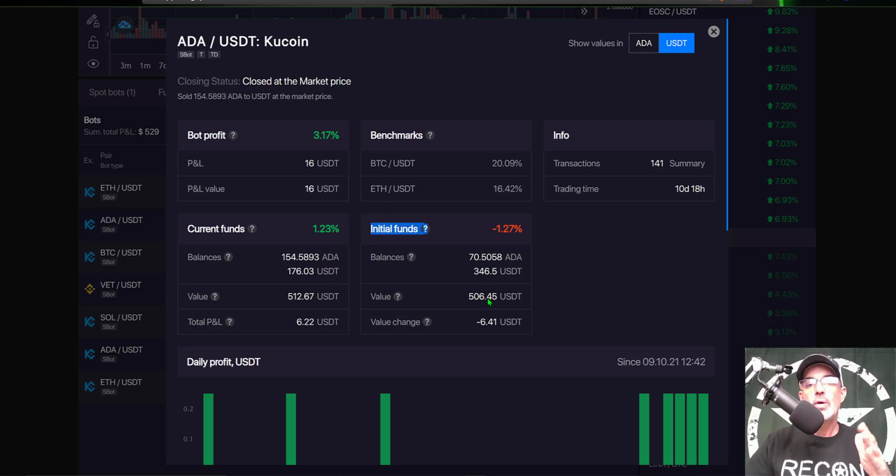Your initial funds are what you actually started out with. The bot profit is a summary of what the bot was able to capture in profit when moving up and taking out these stop limit orders. The current funds are the actual funds that will show up as P&L on your exchange. And so for ADA, my P&L was $6, not $16.